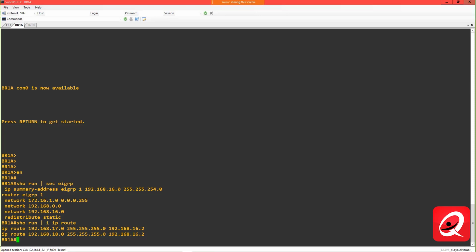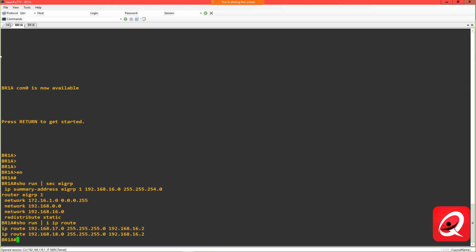Okay, so BR1B is actually learning about these routes through their directly connected status, as well as through the EIGRP update process. So they would normally show up as DEX routes. Of course they wouldn't show up as DEX routes in BR1B because they're connected routes and those have a lower administrative distance.